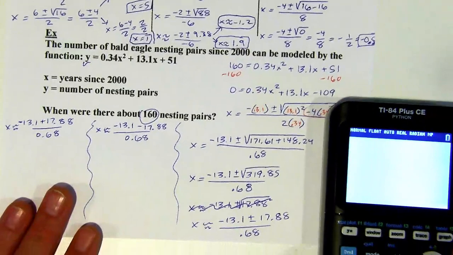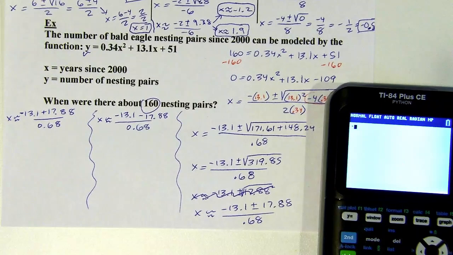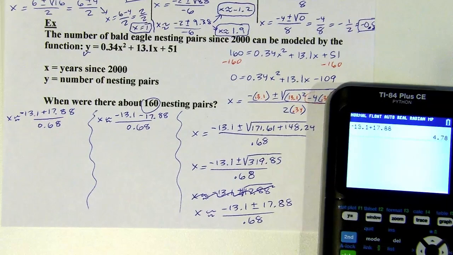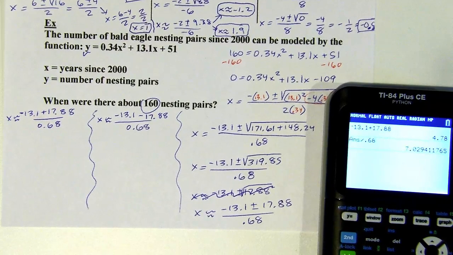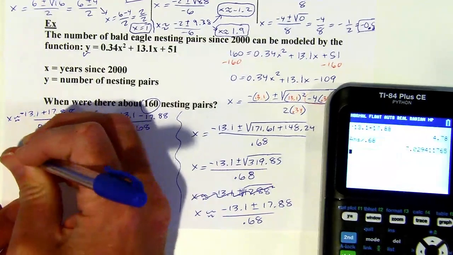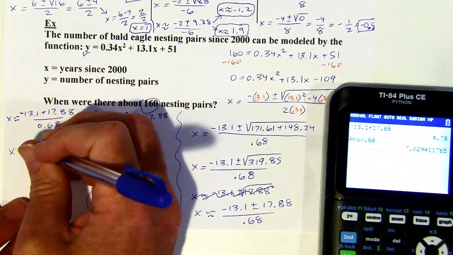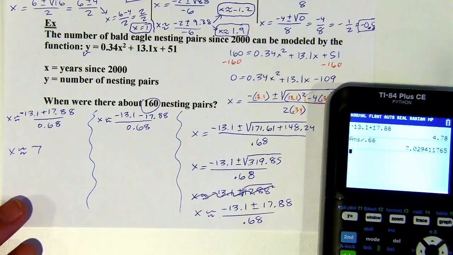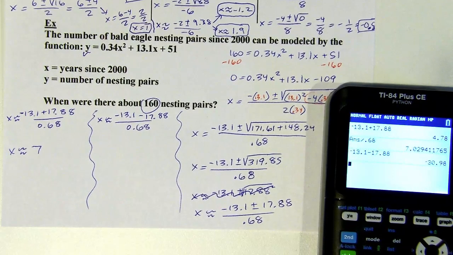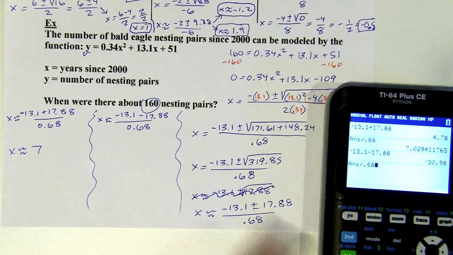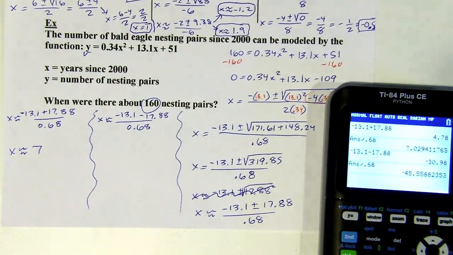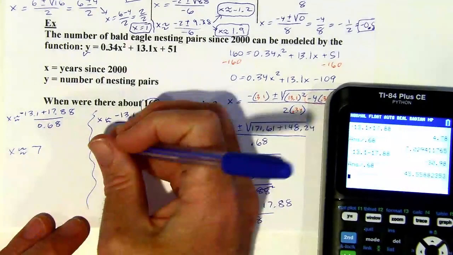Okay, so let's see if I can get my calculator over there. Negative 13.1 plus 17.88, and I'll divide that by 0.68. So I've got about 7. I'll just call that about 7. And then I'll do negative 13.1 minus 17.88 and divide that by 0.68 for this path. That's about negative 45.6 if I'm going to the nearest tenth.